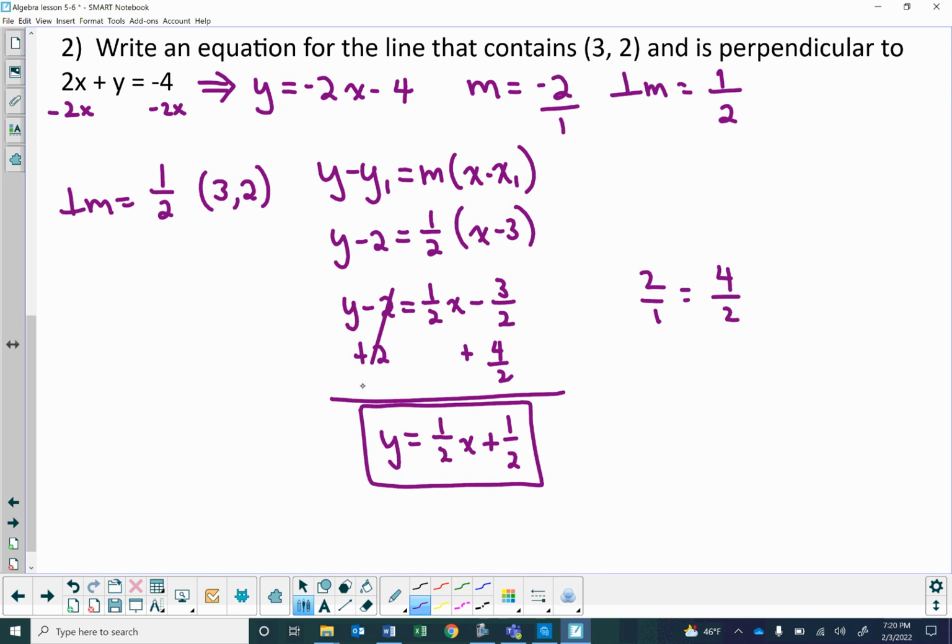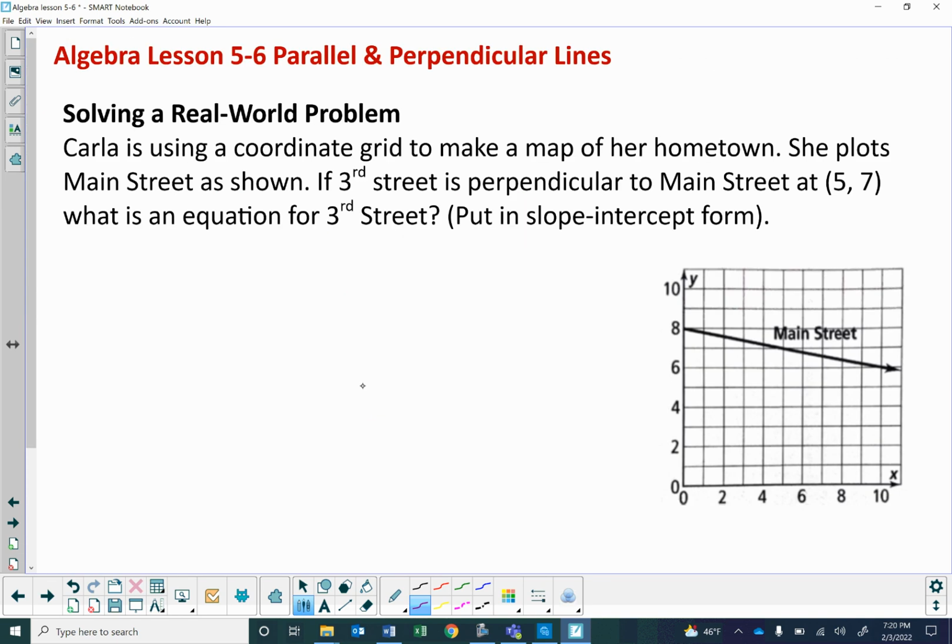The last thing we can do is look at a real-world situation, solving a real-world problem. Carla is using a coordinate grid to make a map of her hometown. She plots Main Street as shown. If 3rd Street is perpendicular to Main Street at the point (5, 7), what is an equation for 3rd Street? And put the equation in slope-intercept form. So we can see where Main Street is. It's this nice little black line on our graph, but we don't have the equation to it.